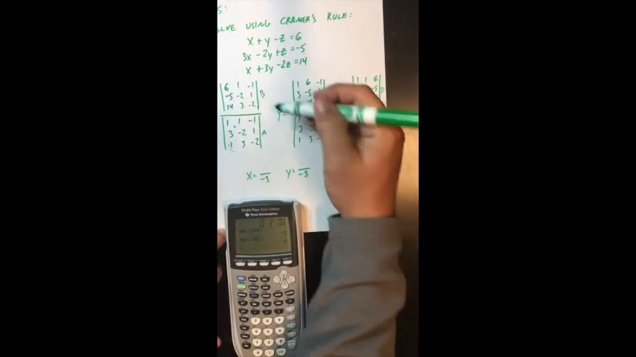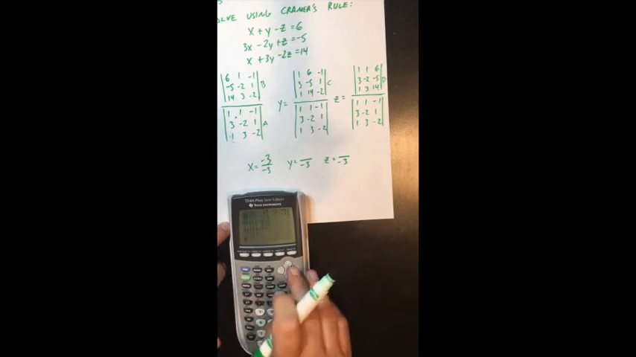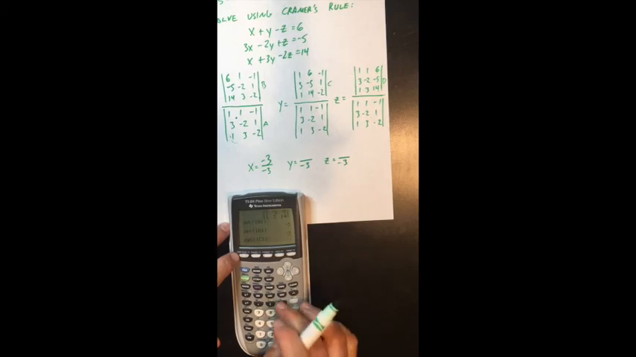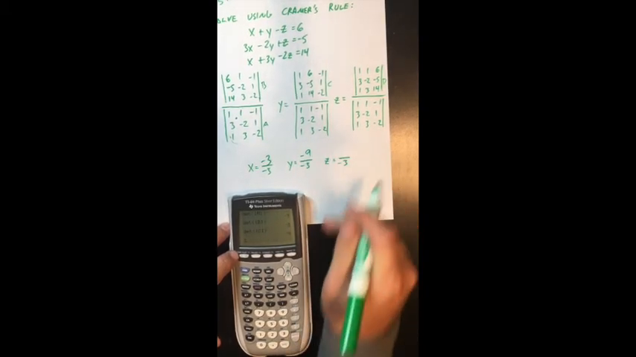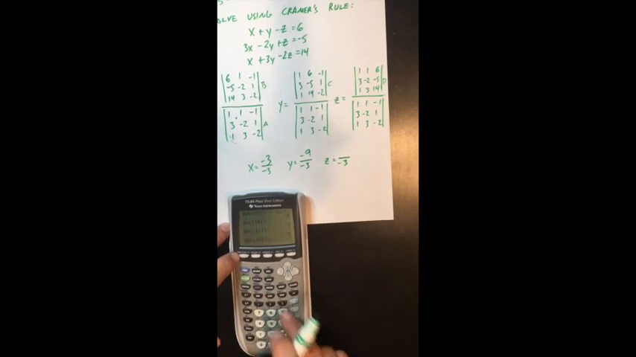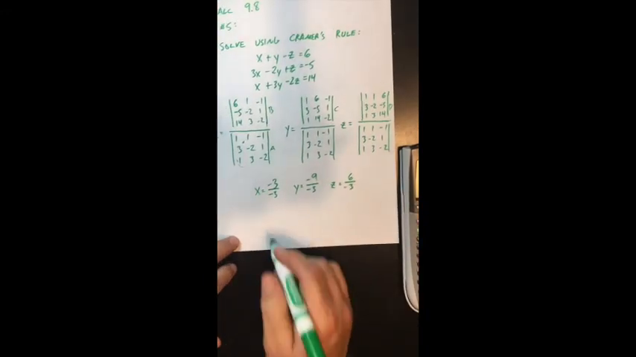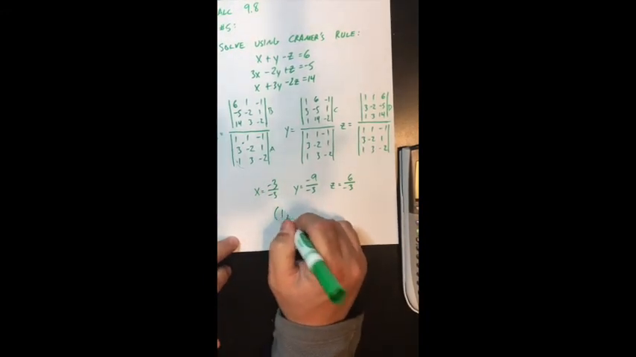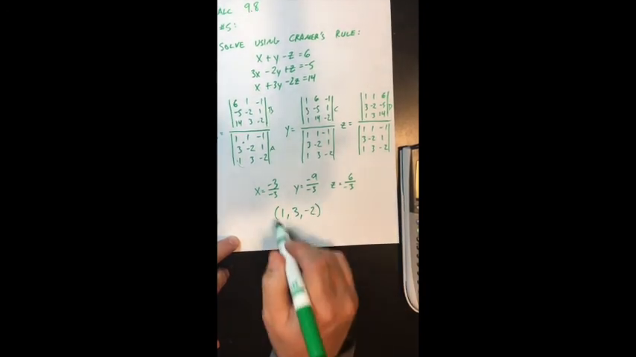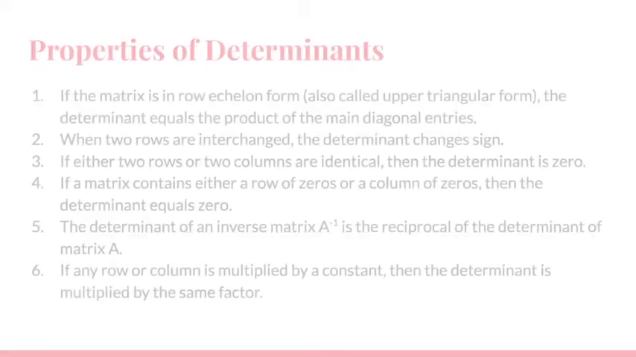All right, the determinant of matrix B, which is the top of X, is also -3. The determinant of matrix C, which is the numerator of Y, is -9. And the determinant of matrix D, which is the numerator for Z, is 6. So, simplifying each of these fractions, we get X is 1, we get Y is 3, and we get Z is -2. So there's our solution to that 3-variable system using Cramer's rule.